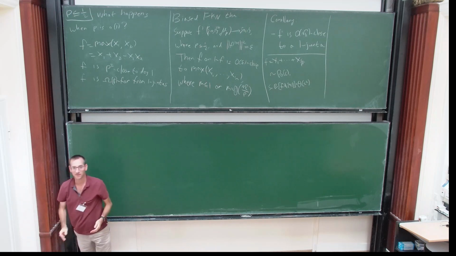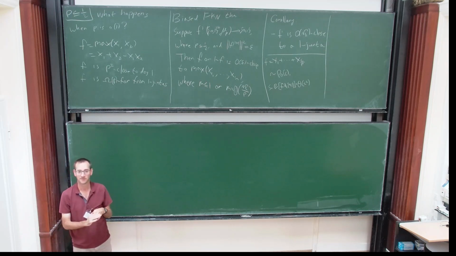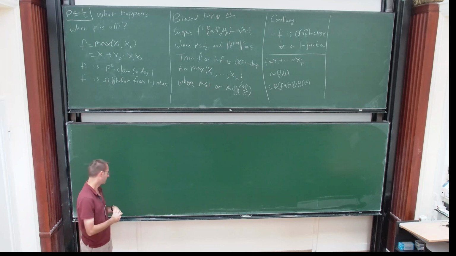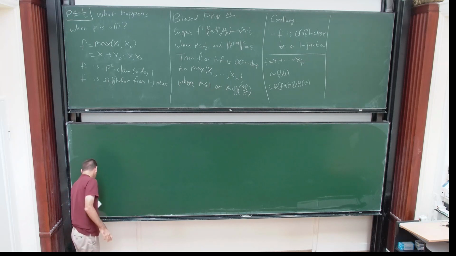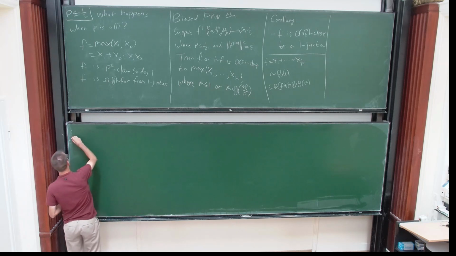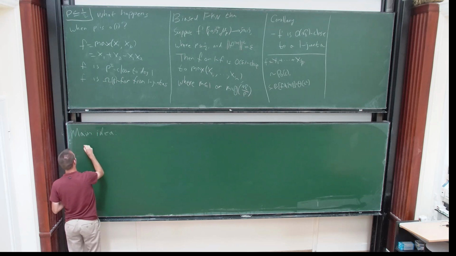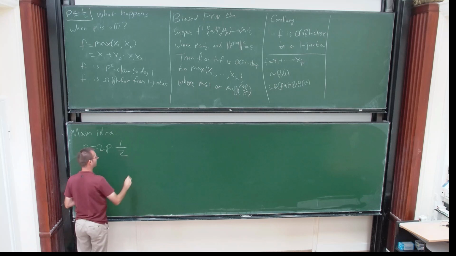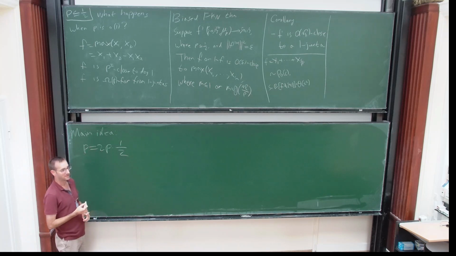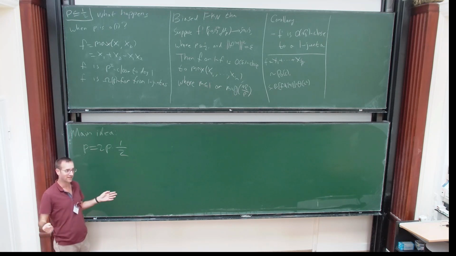Yeah, any questions about the statement? Okay, so here's the main idea of the proof. P is 2p times 1/2. Okay, this is like in one word, and now we'll do it in one sentence.